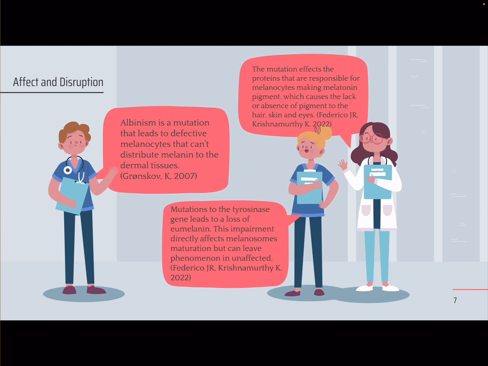Mutations to the tyrosinase gene lead to a loss of eumelanin. This impairment directly affects the maturing process of melanosomes, thus resulting in the defective pigment and the altered appearance.